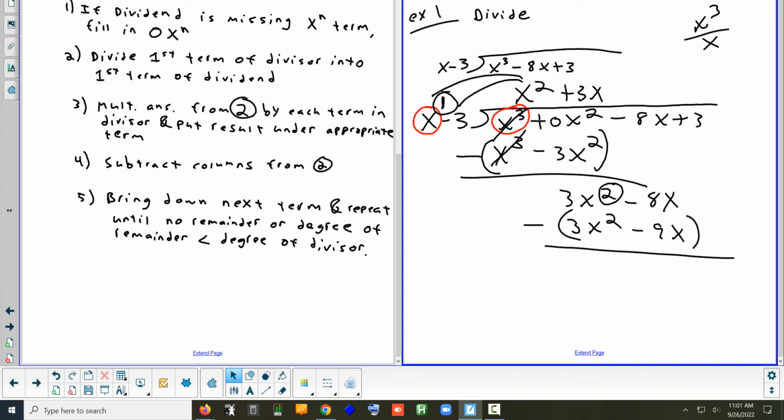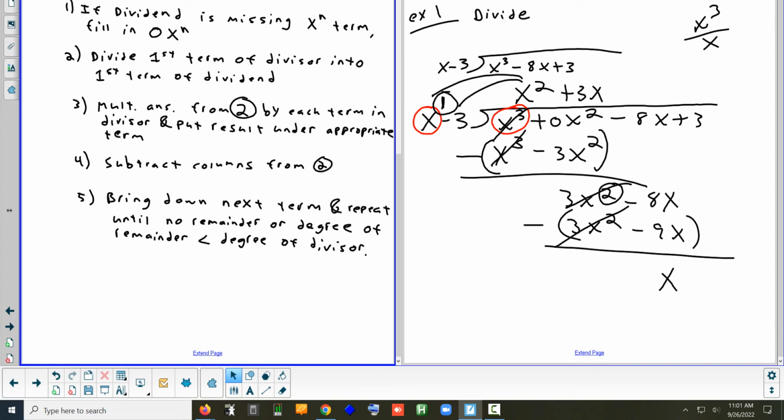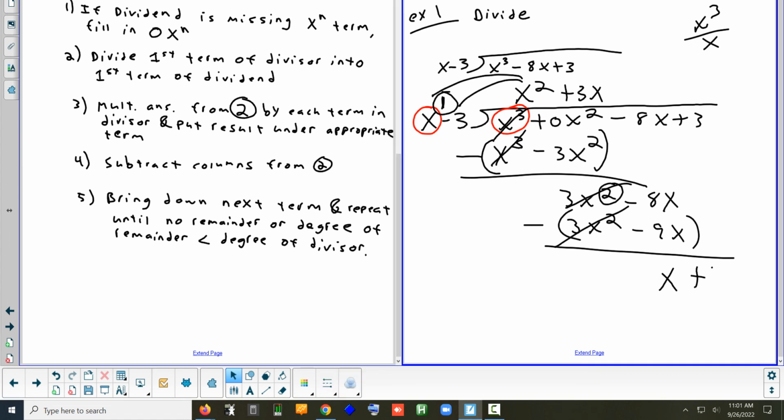All right, what happens when we do 3x squared minus 3x squared? Cancel. What's negative 8x minus 9x? X. Now the degree is a 1. The degree here is a 1. Well, now they're equal. We got to go one more time. Bring down the 3. What's x divided into x? 1. At this point, that's your quotient.